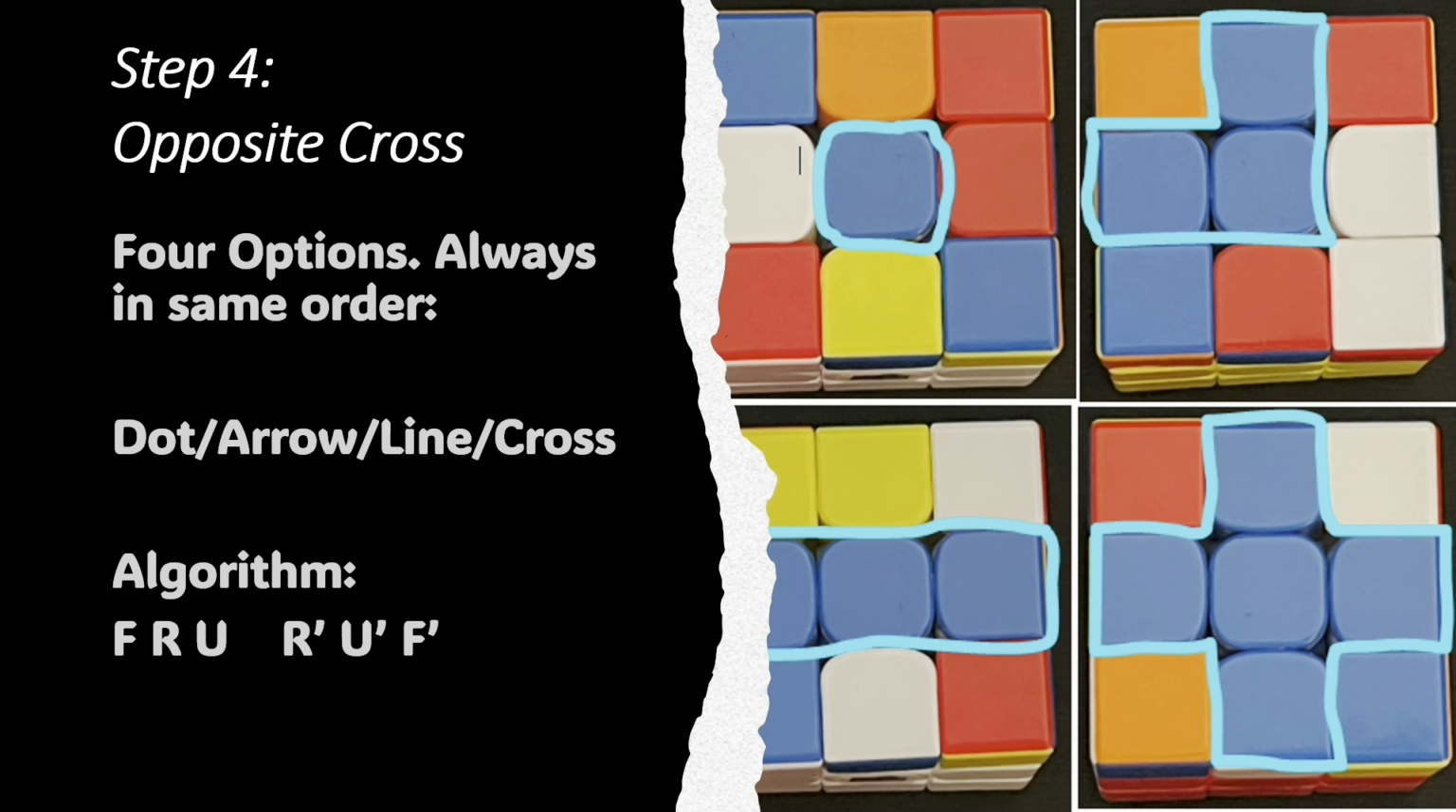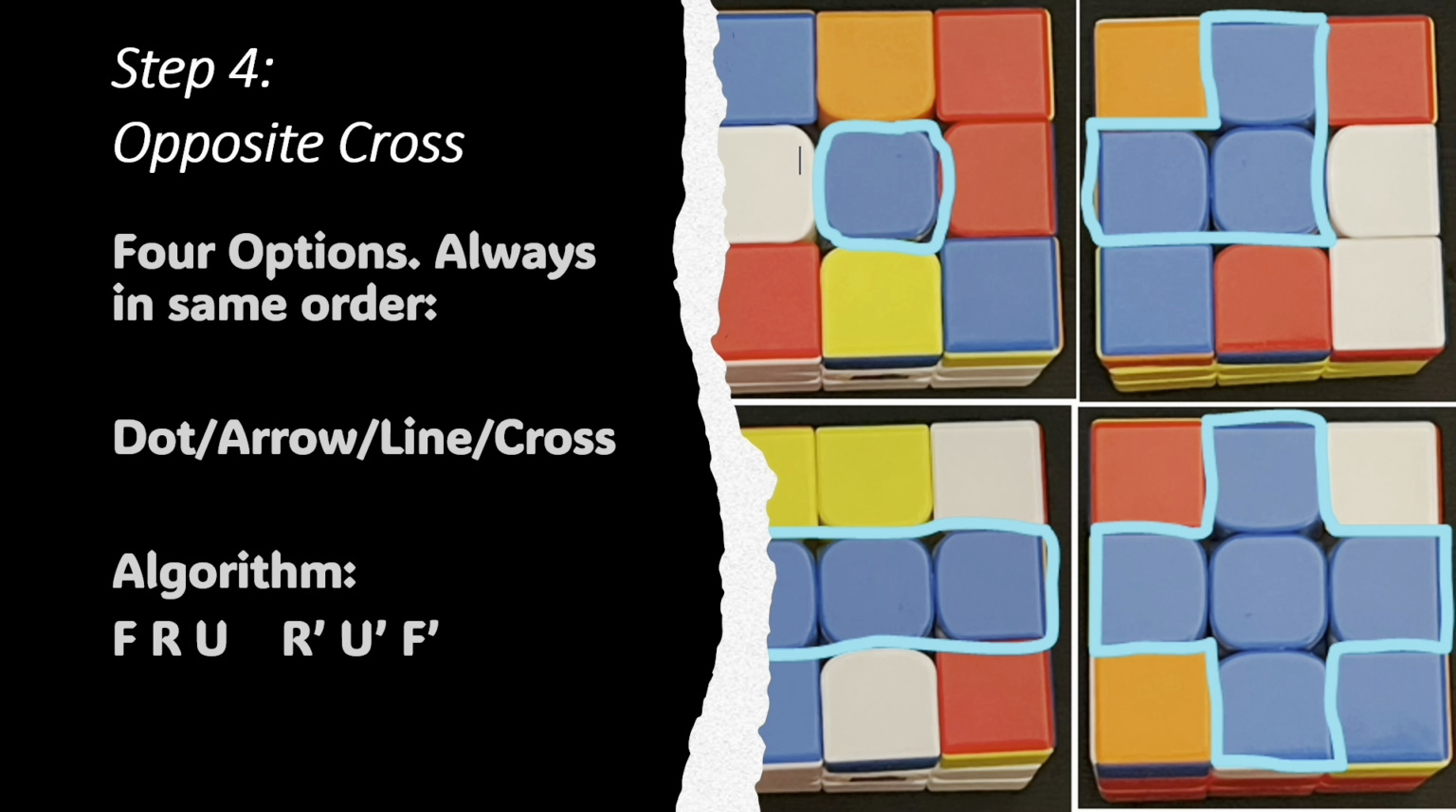There's one algorithm we do, and we just repeat doing the same algorithm until we have a blue cross. But we need to know what we're looking for, and once we see what we're looking for, we need to hold the cube in the right way. There's four options that we're gonna see once we've solved the first two layers. There's either gonna be a single blue dot in the middle, the blue center, a blue arrow in one corner, a blue line across the middle, or you're already gonna have a blue cross.